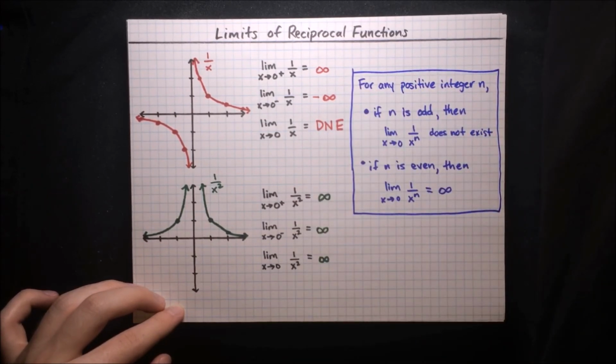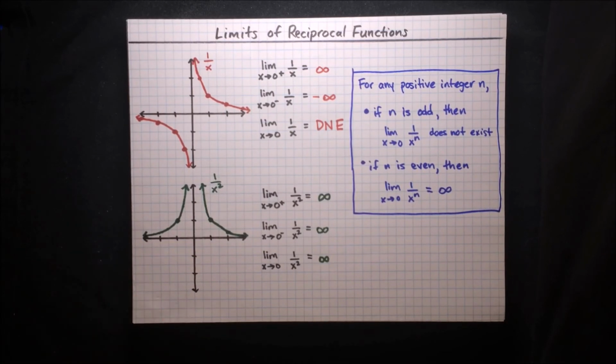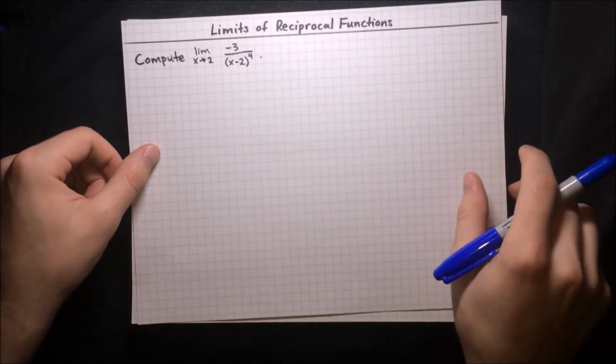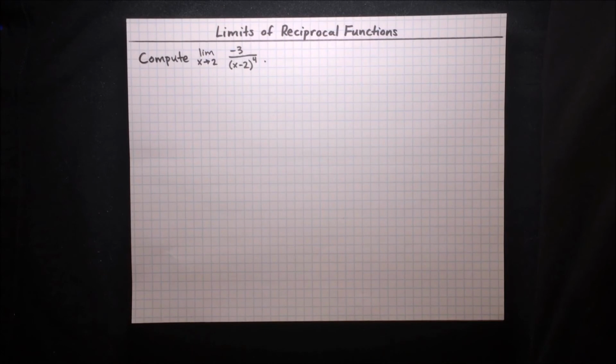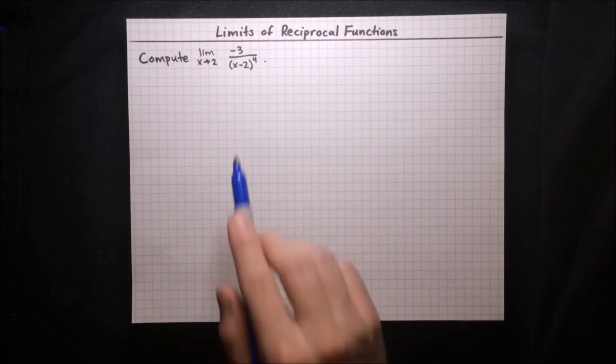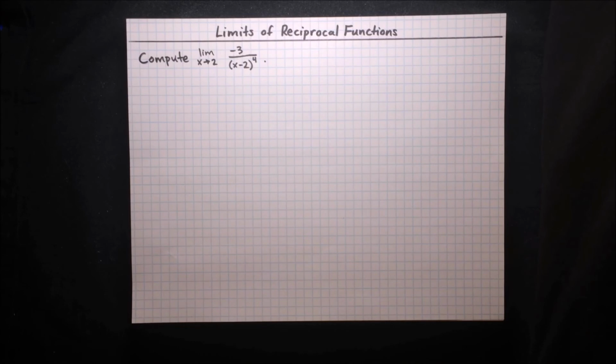So now that we know the pattern behind limits of reciprocal functions, let's go ahead and apply it to an example. So here's our example. We want to compute the limit as x approaches 2 of negative 3 divided by x minus 2 to the 4th power. Now you'll see that if we try direct substitution, substituting 2 for x, we get a 0 in the denominator. So that's no good. So we need to try to simplify our limit somehow.